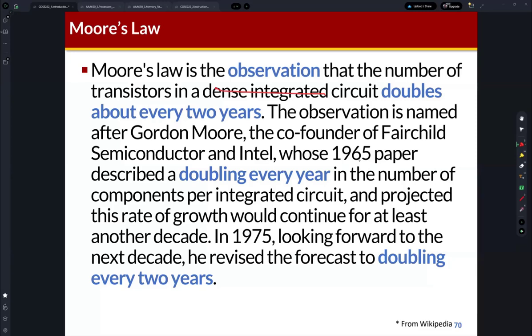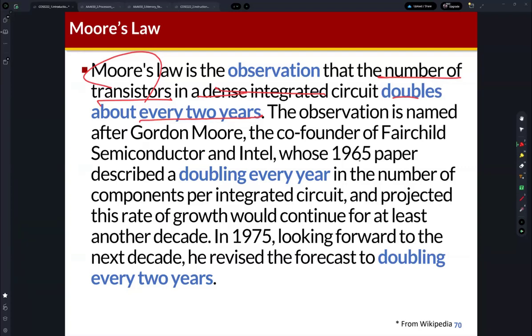It's not a theory, but it is called a law, right? Even though it's not a theory, it's just an observation. And Moore is also a person, one of the Intel founders, right? So the number of transistors in a dense integrated circuit like a CPU doubles about every 2 years. It just explains the trend of semiconductor technology.